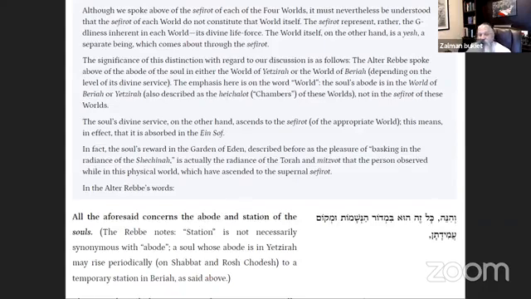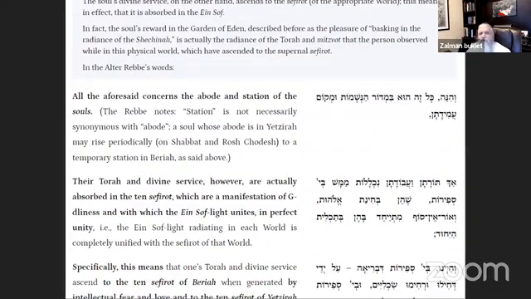So that's what the Alter Rebbe says. All the aforementioned, whatever I said before, concerning the abode and the station of the souls. The Rebbe notes, this is the Rebbe, not the Alter Rebbe, that here the Rebbe made his own notes on Rabbi Weinberg's way he interpreted the Tanya. The Rebbe notes: station is not necessarily synonymous with abode. A soul who abodes in Yetzirah may rise periodically on Shabbos to a temporary station of Beriah, as said above. So it's the way you express what a station means.